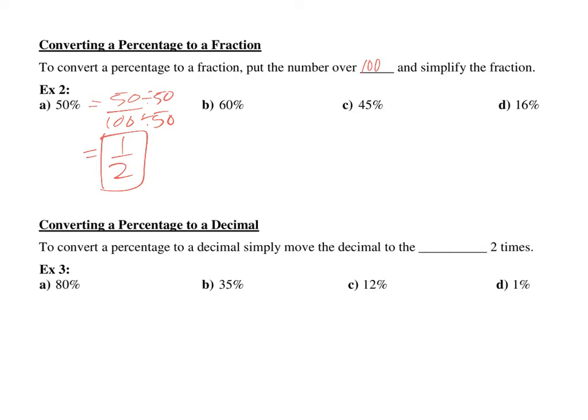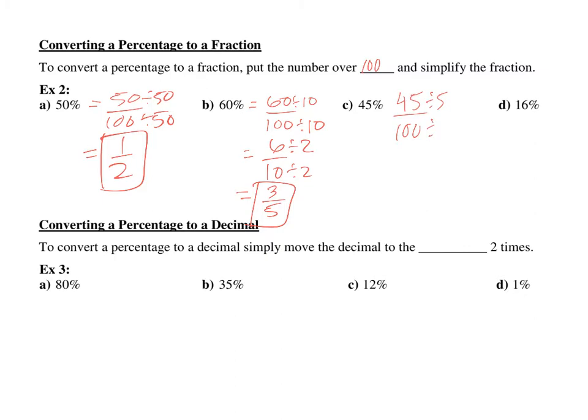All right, next one I have 60%. So it's going to be 60 over 100. Well, let's see what goes into both. 10 definitely goes into both. So that's going to be 6/10. And then 2 goes into both. You don't have to do it exactly this way, but this is just one way of doing it. So it's 3/5. 45%. 45 over 100. 5 goes into both. 9 over 20. Right, done with that one.